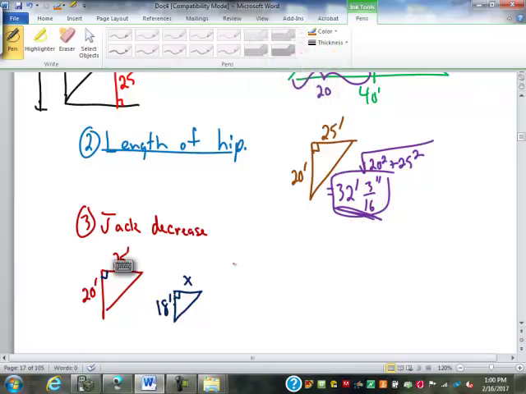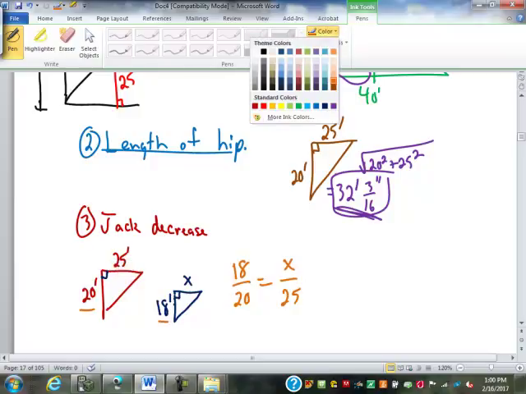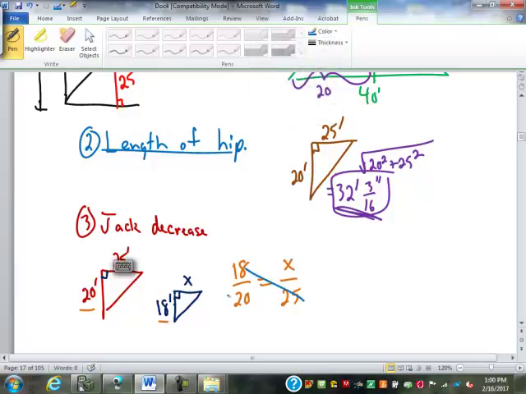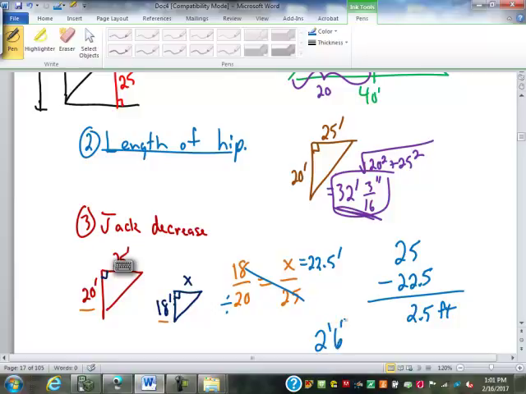So what's our proportion? 18 over 20 equals X over 25. 18 goes to 20 because they're both along the span. And X goes to 25 because those are both jack rafters. And we cross multiply and divide. 18 times 25 divided by 20 is 22.5. Very good. So the decrease, 25 minus 22.5 is exactly 2.5 feet. Or 2 foot 6 inches.